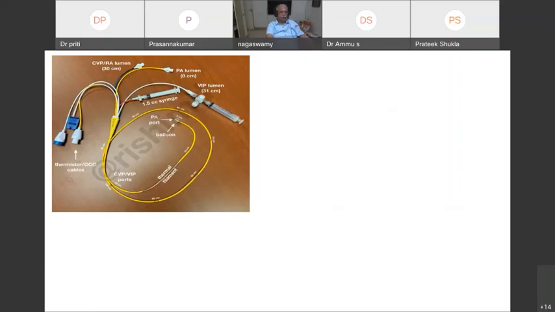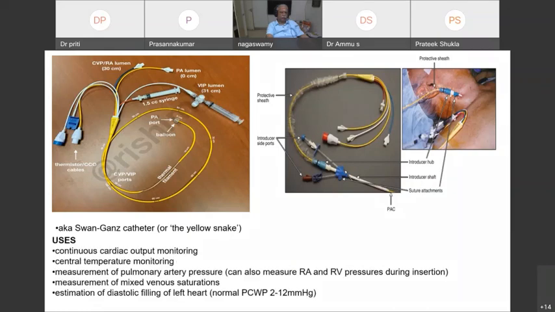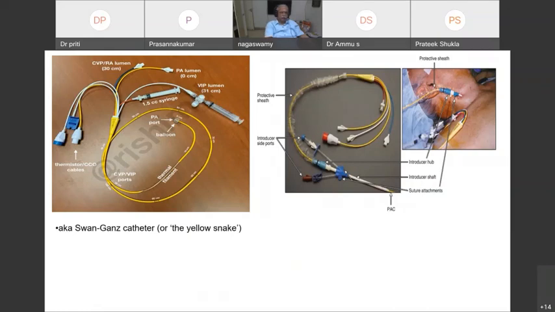So this is the catheter all of you would have seen, and how it is introduced. It's also known as the Swan-Ganz catheter or yellow snake. What are the uses? Can you recall the uses or indications for its use?